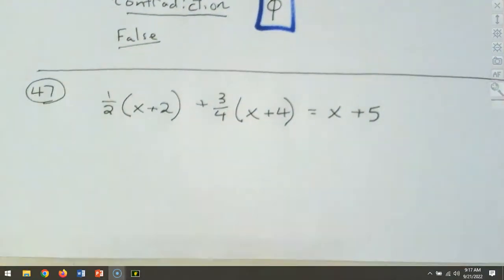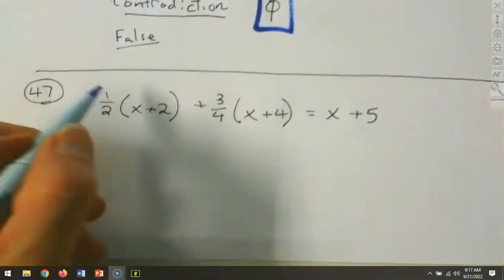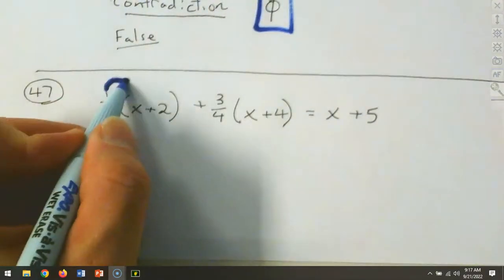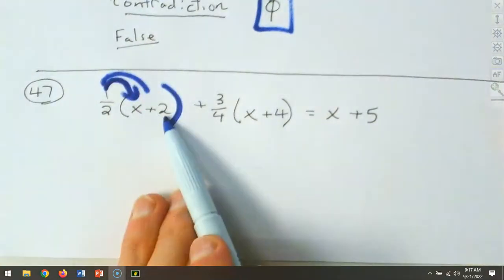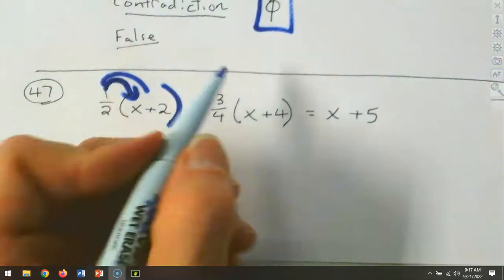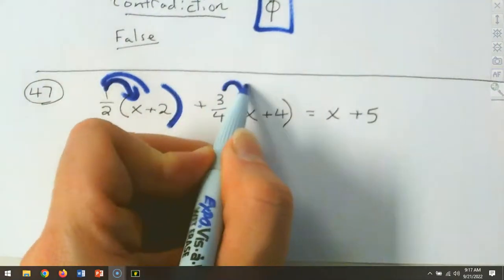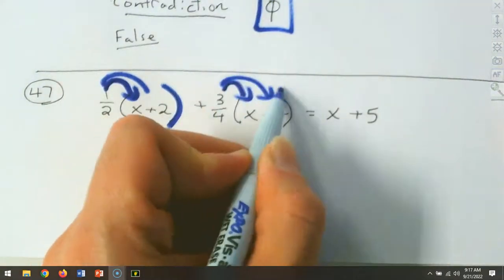Okay, so order of operations. What do we do first? Parentheses. So the very first thing that we need to do is get rid of these parentheses. And sometimes students struggle with where to stop. This 1/2, we distribute it through, and where does it stop? At the 2. Then we've got this 3/4, and it stops at the 4.